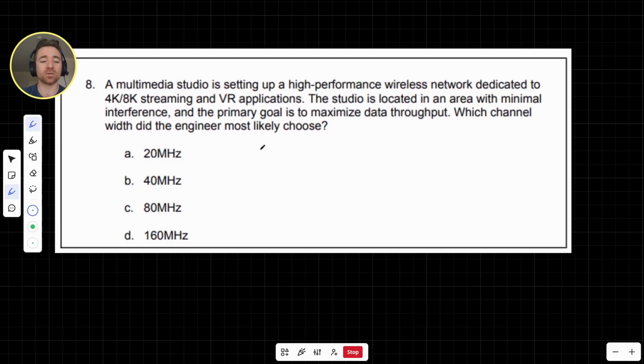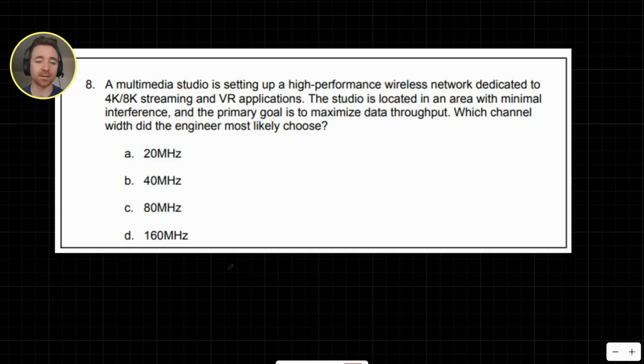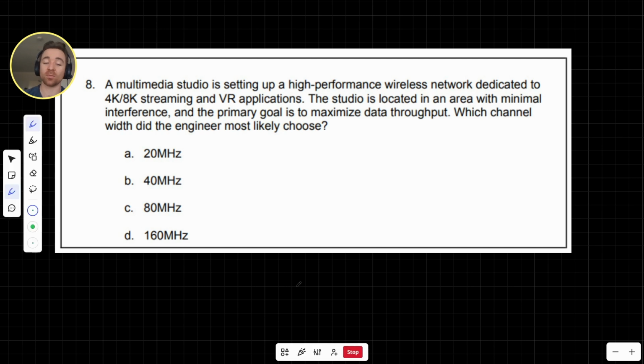Okay, next question reads, a multimedia studio is setting up a high-performance wireless network dedicated to 4K and 8K streaming and virtual reality applications. The studio is located in an area with minimal interference, and the primary goal is to maximize data throughput. Which channel width did the engineer most likely choose? A. 20 megahertz, B. 40 megahertz, C. 80 megahertz, or D. 160 megahertz. Your answer coming in 3, 2, 1. Pause the video if you need more time.